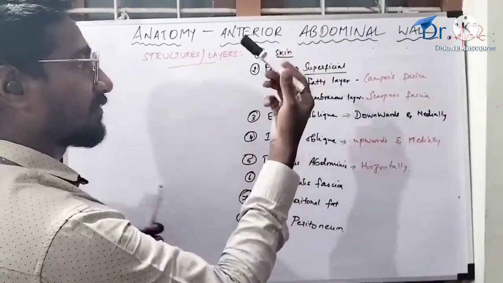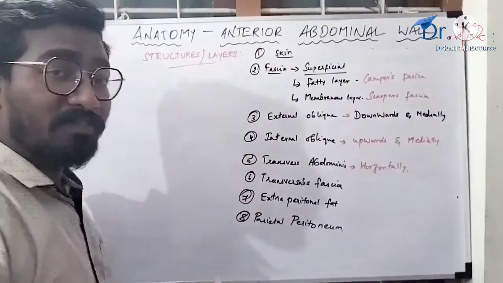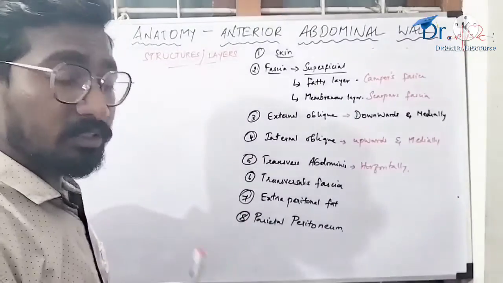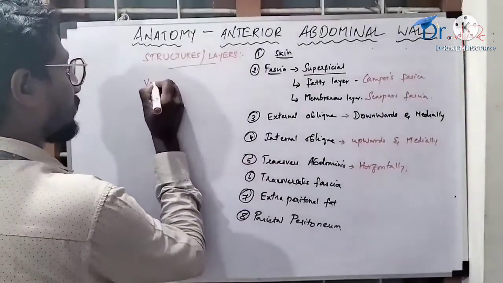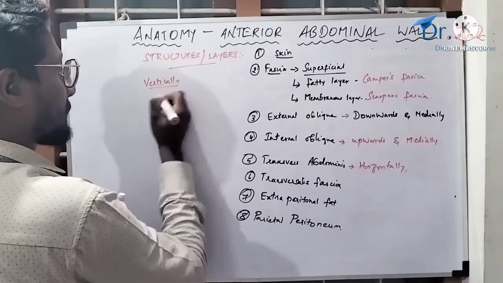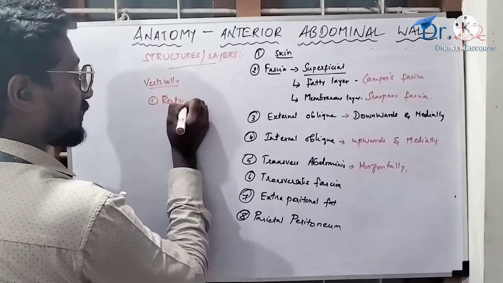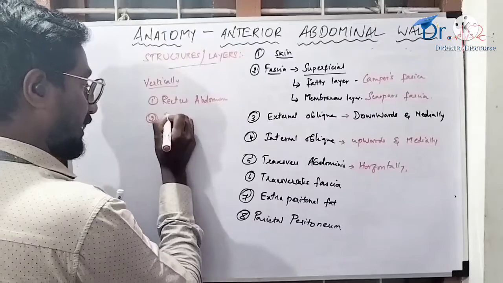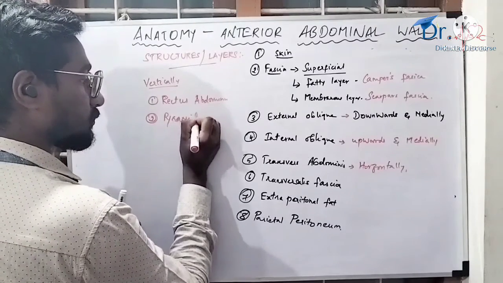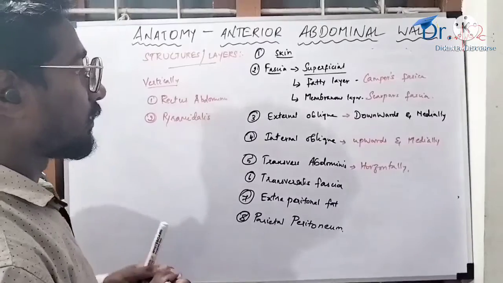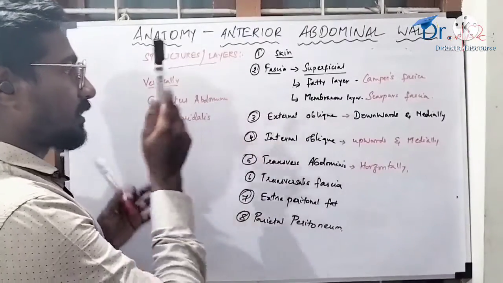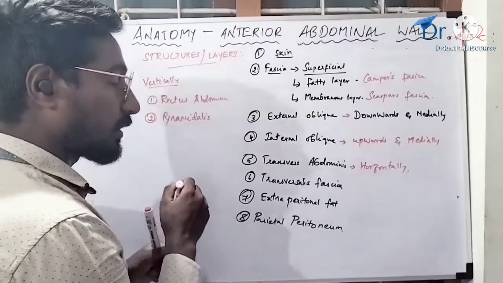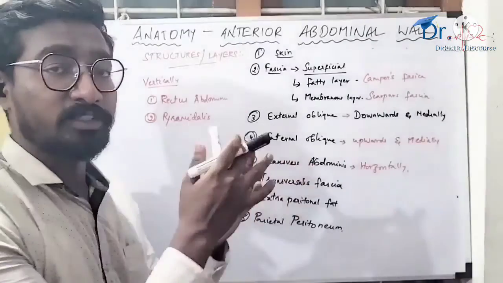So you have the skin, and you have the fascia, you have the oblique muscles, and you have the vertical muscles, right? So vertically you have two muscles which comprise the anterior abdominal wall. You have the rectus abdominis, which we call the six-pack muscle, and you have the pyramidalis muscle. You also have the external oblique, the internal oblique, the rectus abdominis and the pyramidalis muscle. Alright, and you also got to know that each of these muscles ends as an aponeurosis.